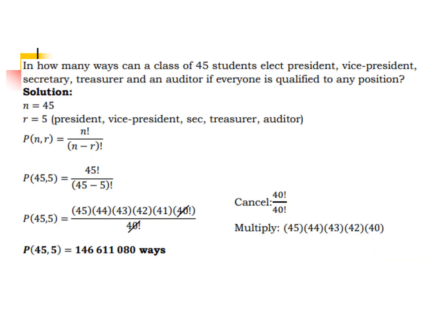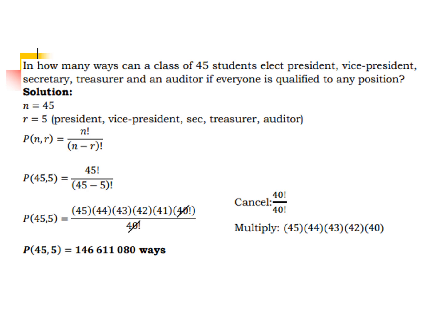Let's have another example. In how many ways can a class of 45 students elect vice president, secretary, treasurer, and an auditor if everyone is qualified to any position? So in our example, our n is equal to 45 since there are 45 students in that class. And r is equal to 5, representing the 5 positions that are to be elected.